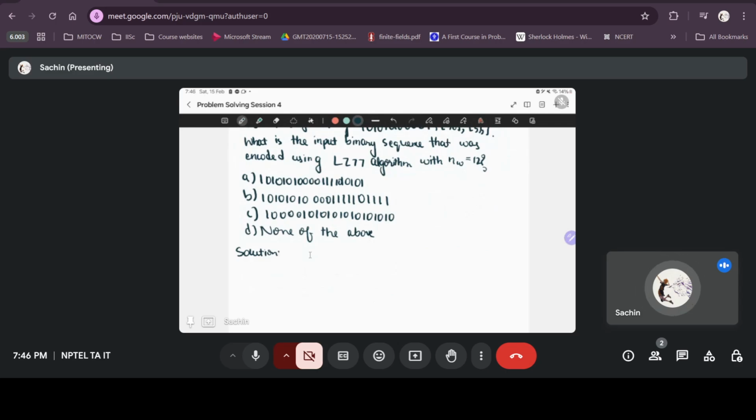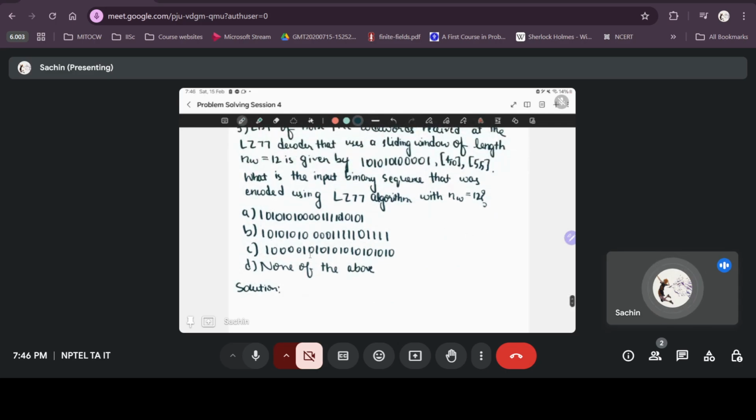Solution is as follows. First code word is always the first NW bits of the source sequence. So right from that we can rule out option C because it does not match with the first NW bits of option C. It does not match with the first code word. Next code word is 40.